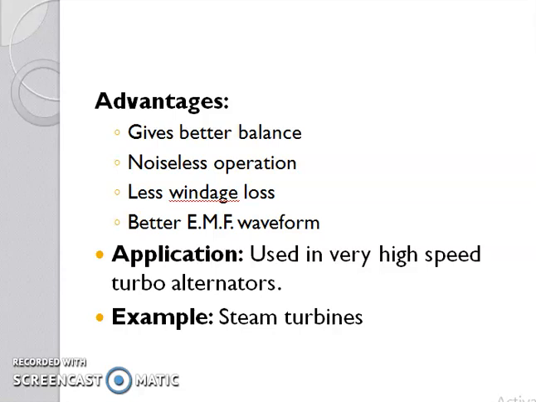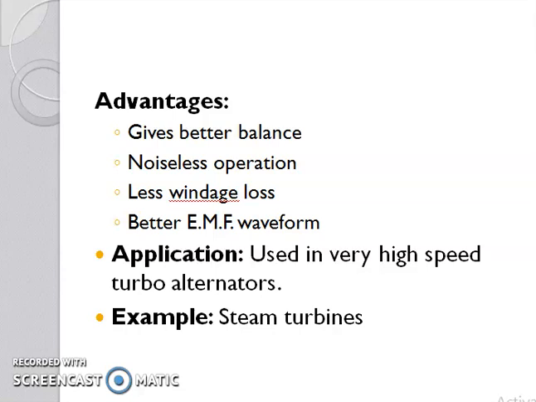The advantage of the non-salient type of rotor, or phase wound rotor, is that it gives better balance. As compared to the salient pole rotor, there is noiseless operation, less windage losses, and better EMF waveform. As far as application is concerned, it is used in very high speed turbo alternators. So the salient pole type is used for low and medium speed machines, but the non-salient pole rotors are used for very high speed turbo alternators or generators. For example, these are used for steam turbines.